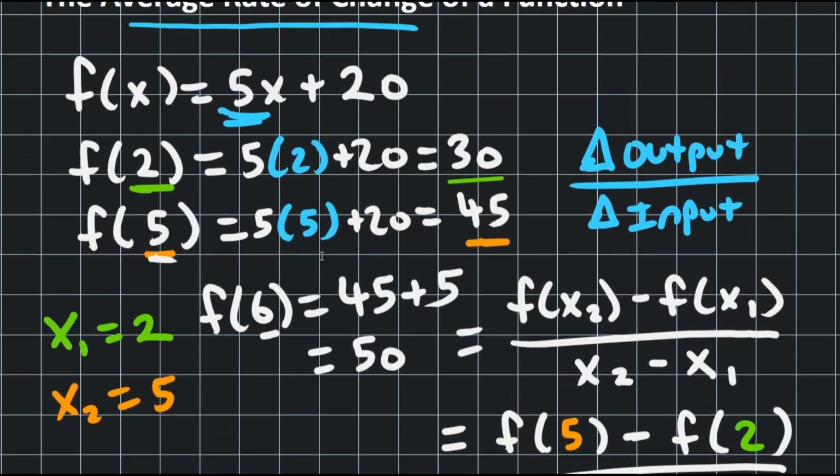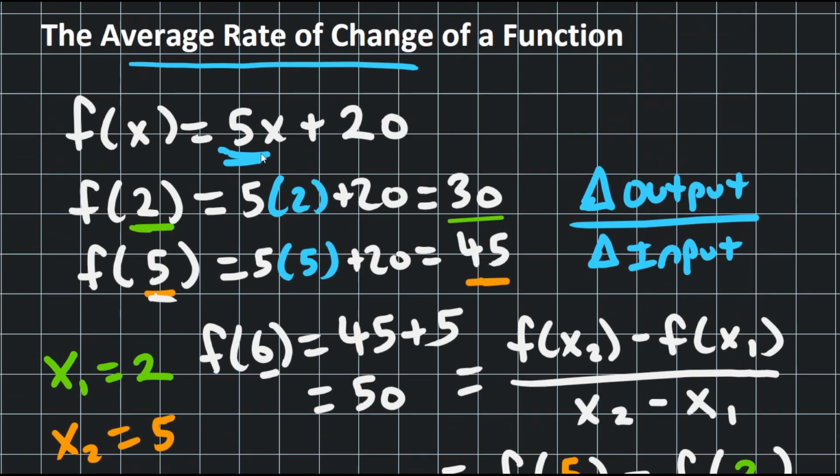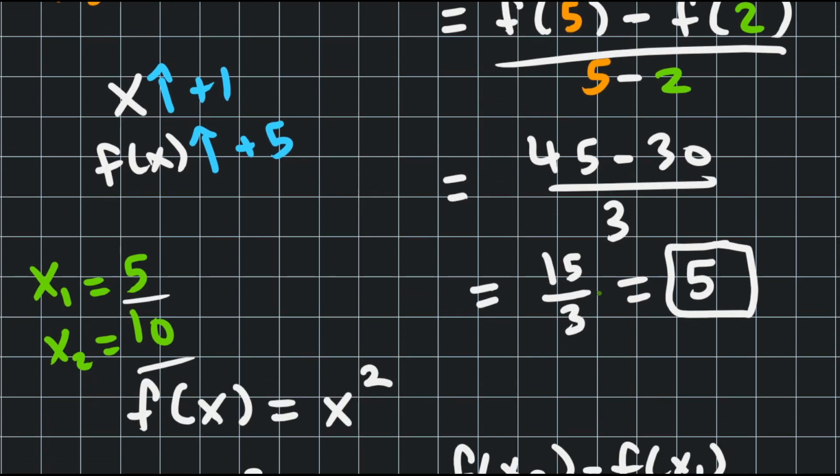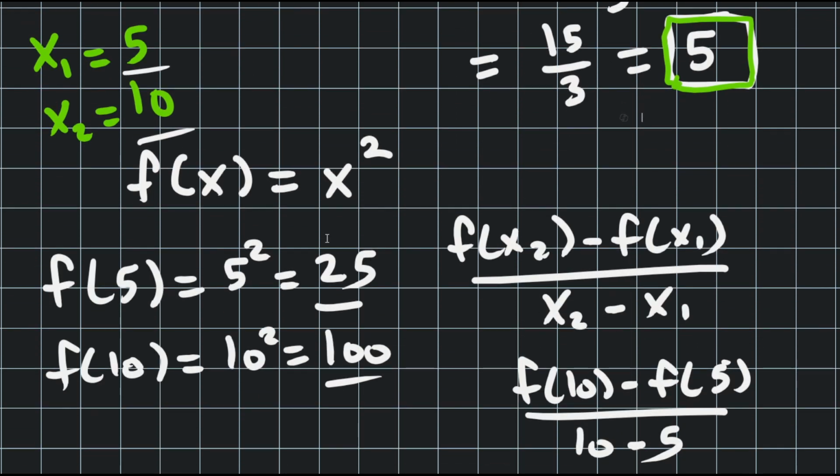Unlike the first function, where f of x equals 5x plus 2, in a linear function the average rate of change is always the slope. So it's always going to be 5. That's how we found 5 to be the average rate of change, which is the slope of that linear function. But this quadratic doesn't have a slope. So the average rate of change for f of x equals x squared is always changing.